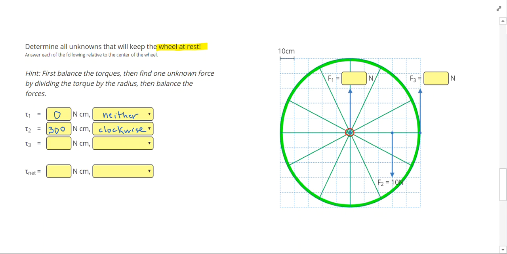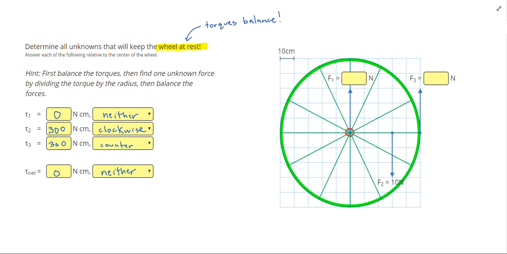Alright, I also know that I want the wheel to be at rest, so that tells me my net torque has to be 0. So if the wheel's at rest, the torques have to balance. So 0 Newton centimeters is my answer for the net torque. So that means I know that torque 3 has to be 300 Newton centimeters counterclockwise, because I need the torque clockwise and the torque counterclockwise to balance each other.